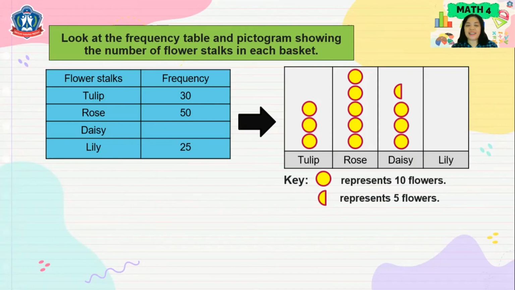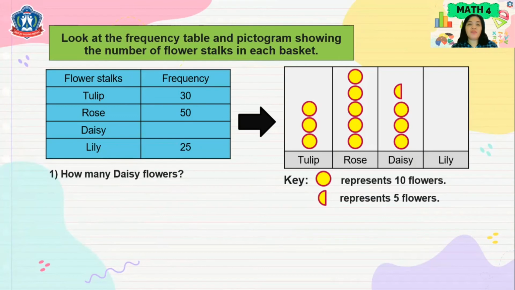So, how many daisies are there? And for our lily, it's empty. So, can you guess or can you find how many circles we will put for lilies? Okay, let's try to find out. Our first question is about the daisy flowers. So how many daisy flowers are there?